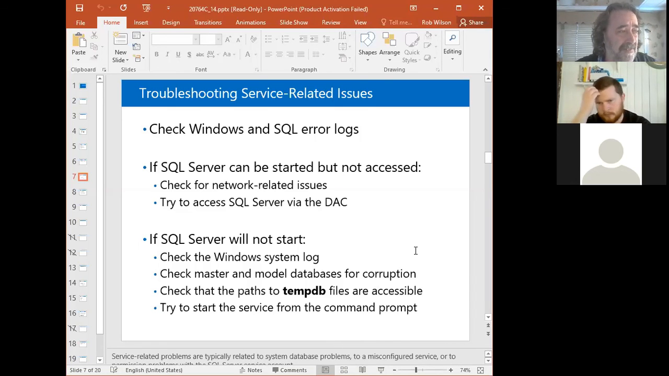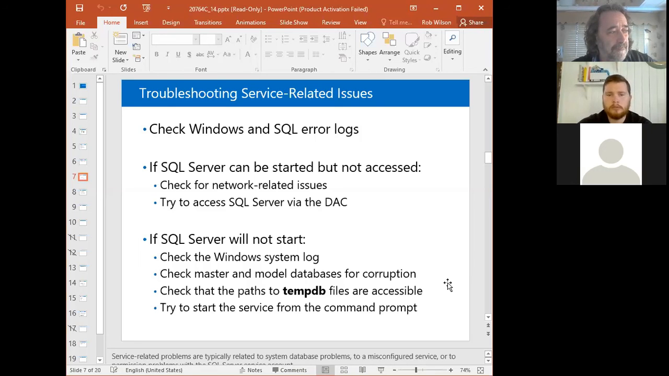Let me check the Windows system log, because SQL Server is an application. So therefore, if an application won't start, there may be information there about it. If you suspect it has something to do with services, then maybe there's a clue inside the system log. Also, of course, check the SQL Server error log itself to see if that gives you any data.